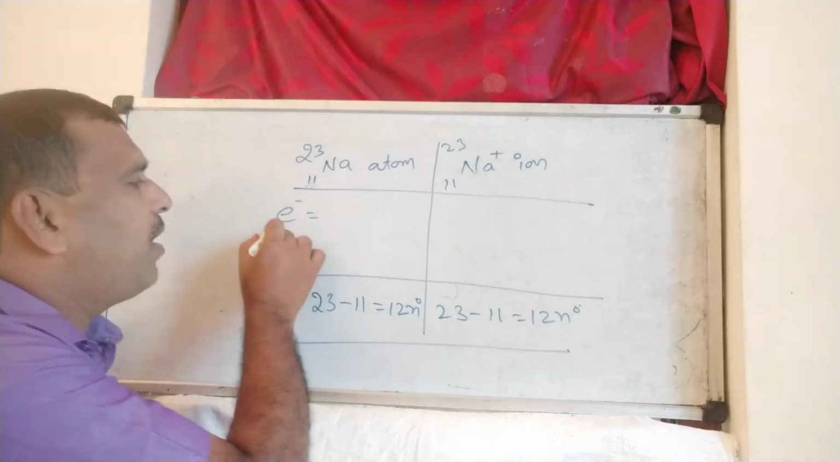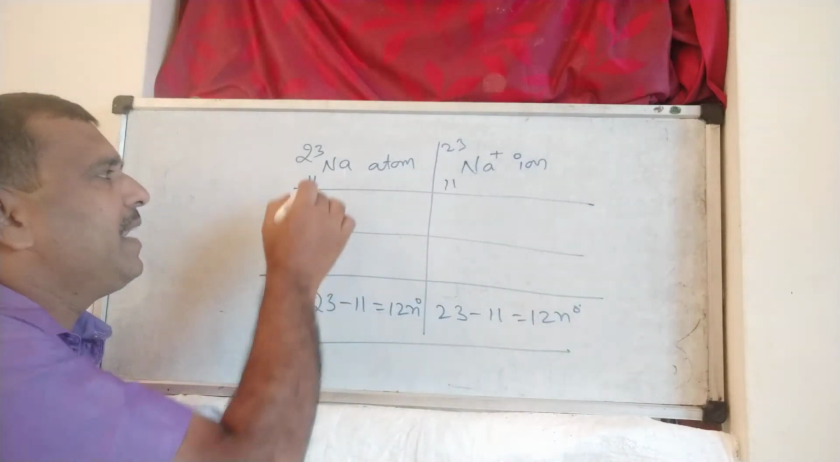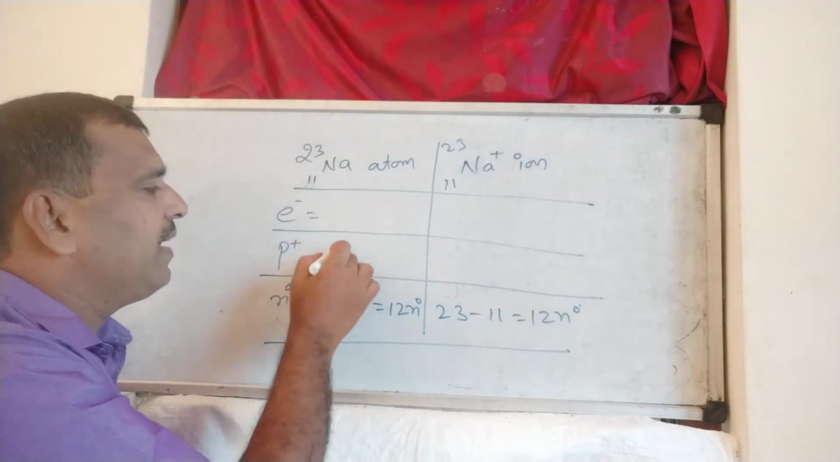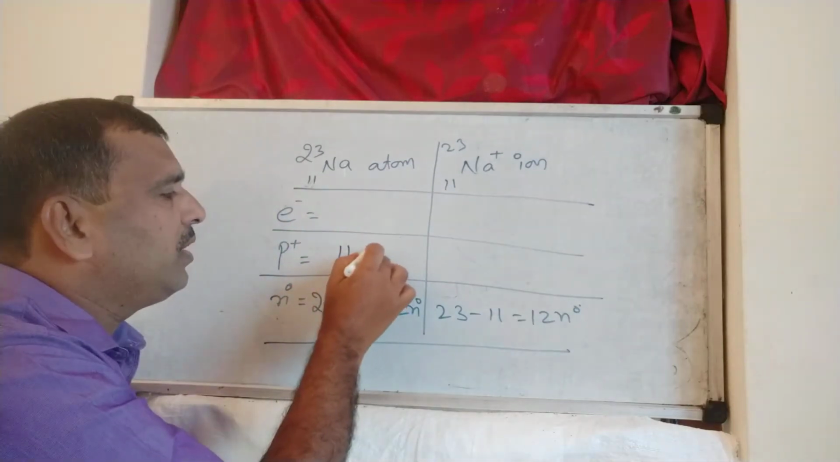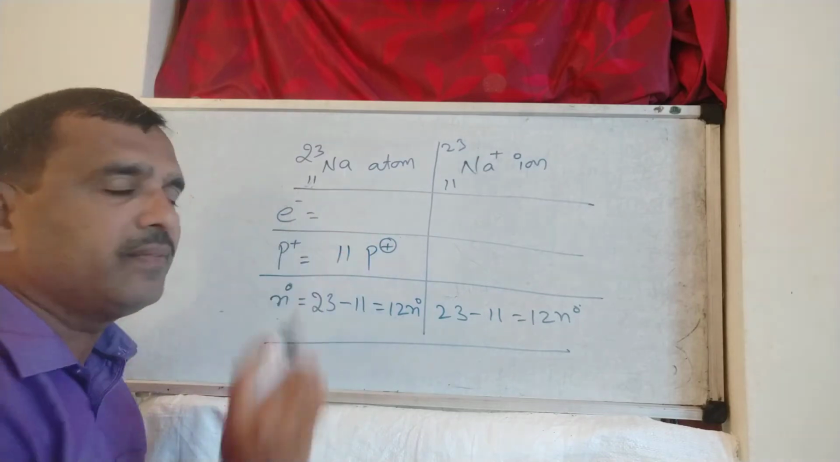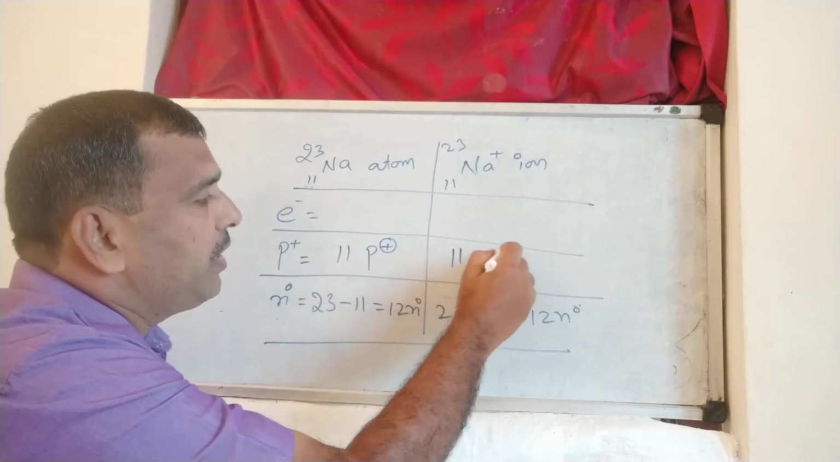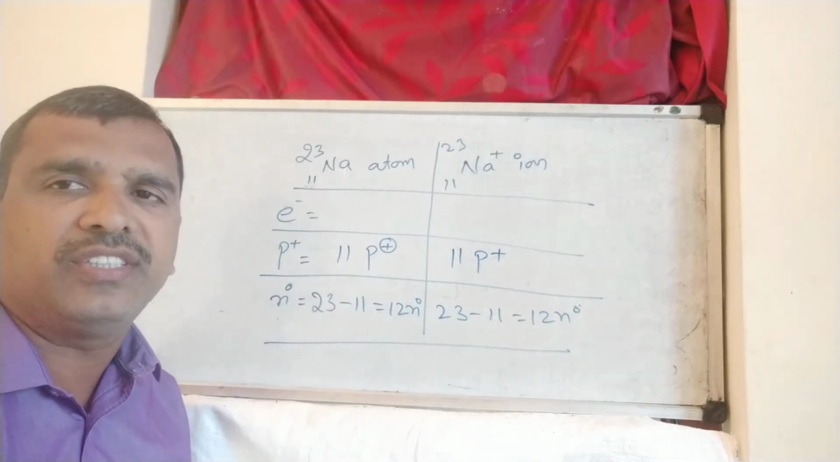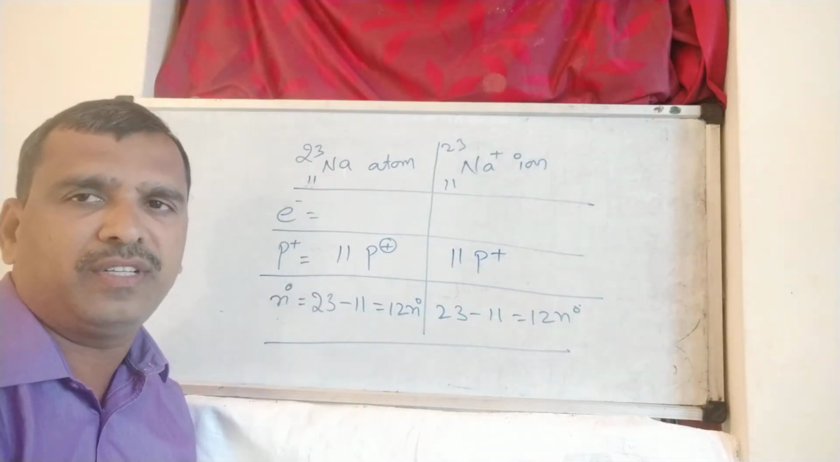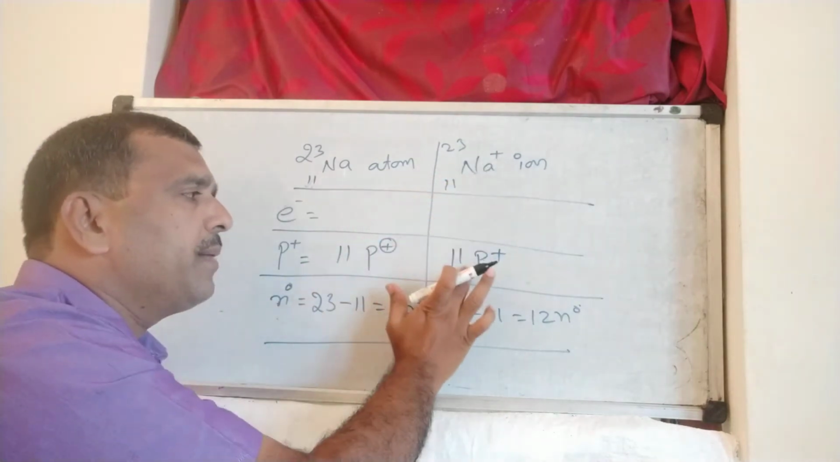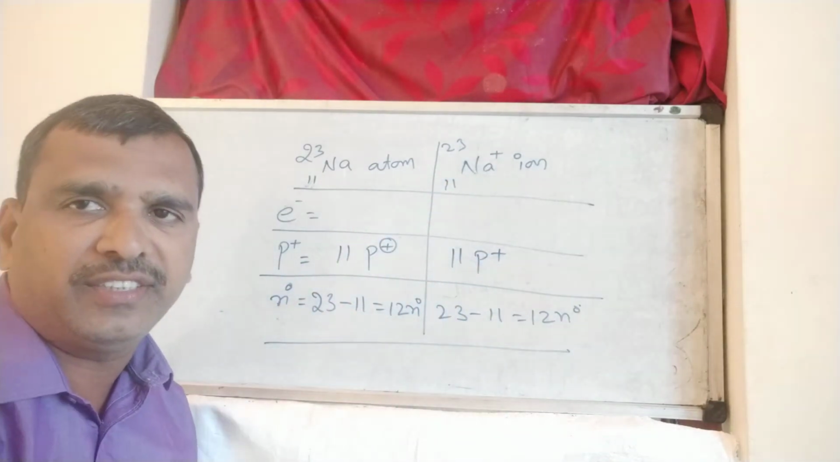Then what about the number of protons? The number of protons equals the atomic number, which is 11. Here also the same, 11. So there is no change in the number of protons, whether it is a sodium atom or a sodium ion.